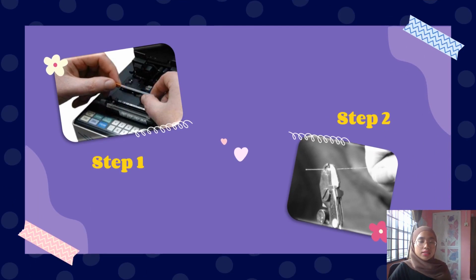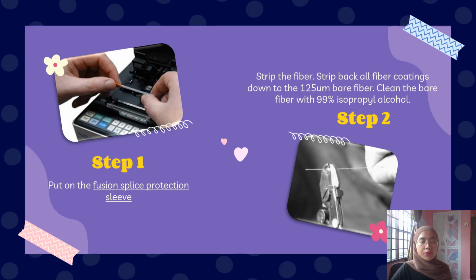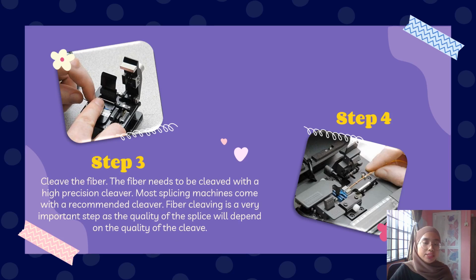Okay, step 1 is put on the fusion splice protection sleeve. Step 2, strip the fiber. Strip back all fiber coatings down to the 125 micrometer bare fiber. Clean the bare fiber with 99% isopropyl alcohol. Step 3, cleave the fiber. The fiber needs to be cleaved with a high precision cleaver. Most splicing machines come with a recommended cleaver. Fiber cleaving is a very important step as the quality of the splice will depend on the quality of the cleave.